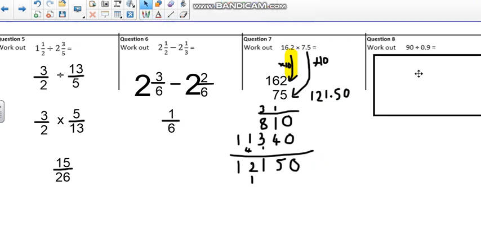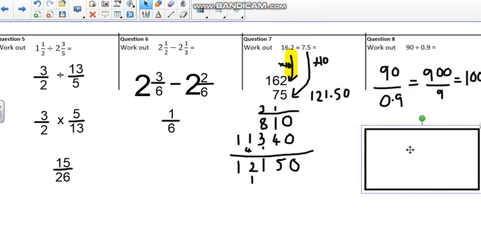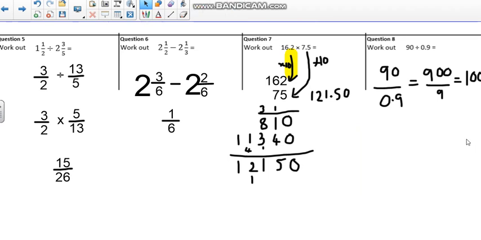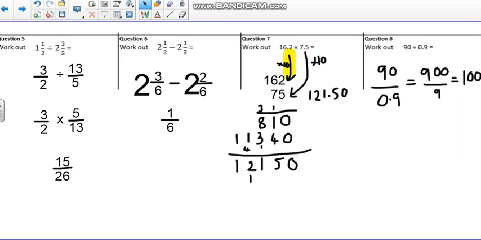So now we're dividing decimals, which we always write out as a fraction. 90 divided by 0.9, which if I multiply top and bottom by 10 gives me 900 divided by 9, and the answer is 100. Okay, so next page.